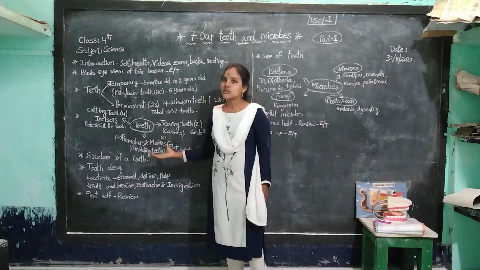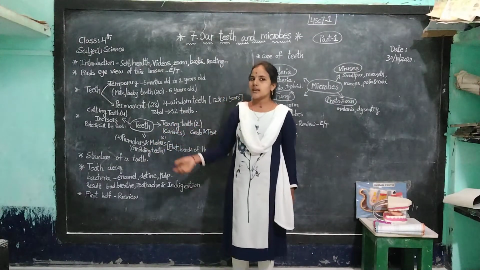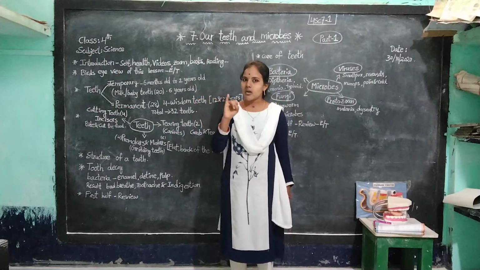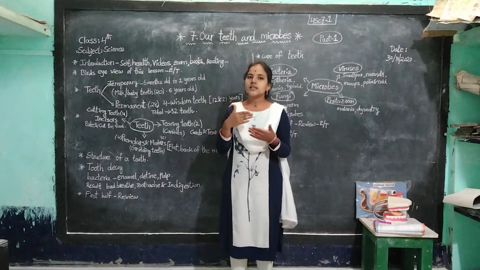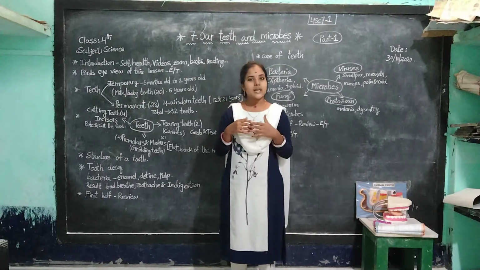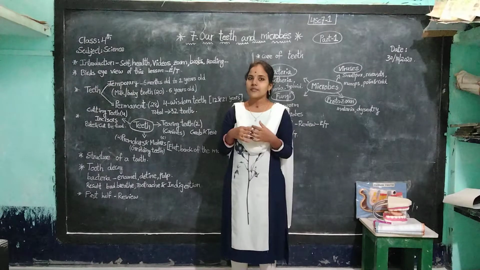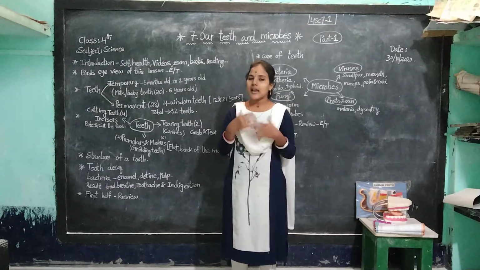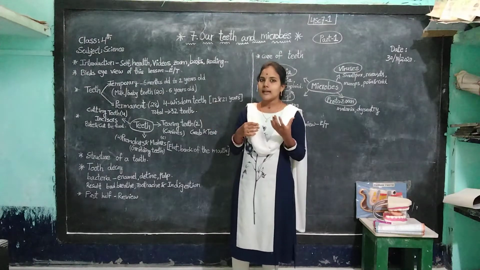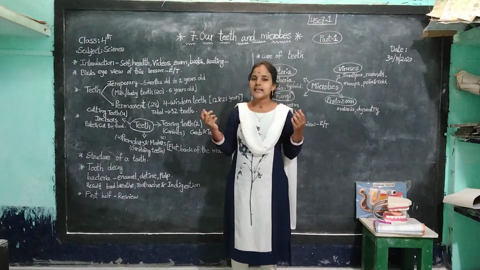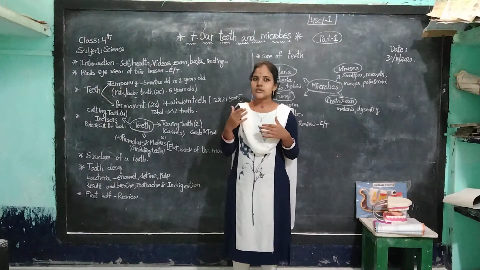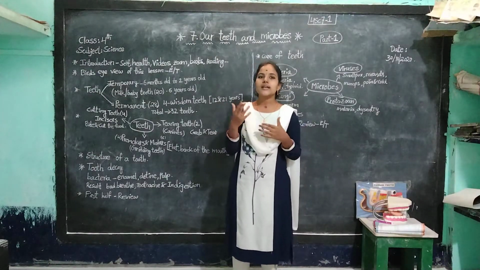And next, the structure of a tooth. There are so many parts we learnt about in the structure of a tooth. The outer layer of a tooth is called enamel, and below the enamel is the dentine. Inside the dentine is the pulp. The pulp is very soft, and the pulp has blood vessels and nerves in it. The root of a tooth has a hole, and it is used to connect the gums to the nerves.